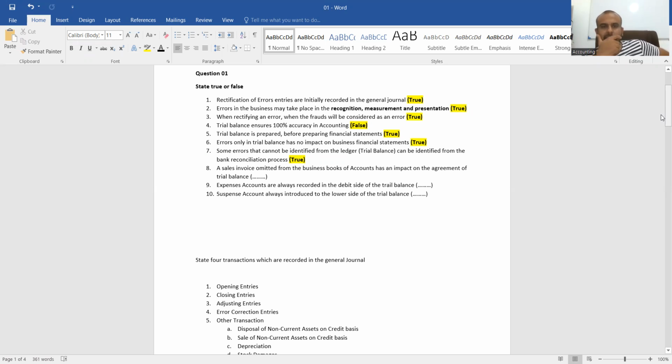Tell me yes or no. A sales invoice omitted from the business books of account has an impact on the agreement of the trial balance. True or false?